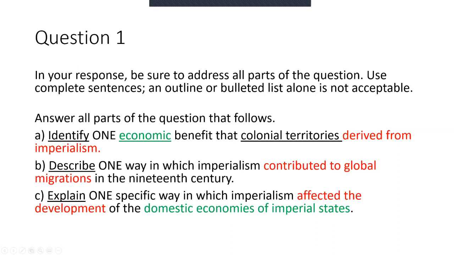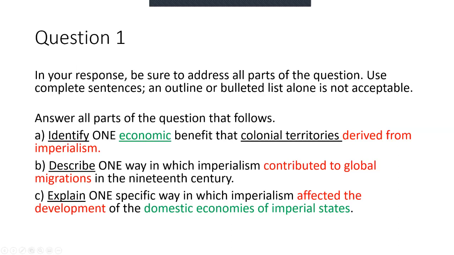The second thing I want to point out to you in this and all of them is, if you look, the question is structured around a thinking skill. I believe it's important for you to understand what thinking skill the question is asking you because it will help you answer the question. So if you're going to identify one economic benefit that colonial territories derived from imperialism, this is a cause and effect relationship where the cause is imperialism, right?